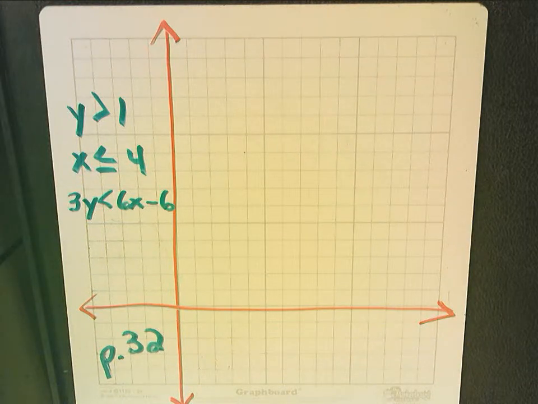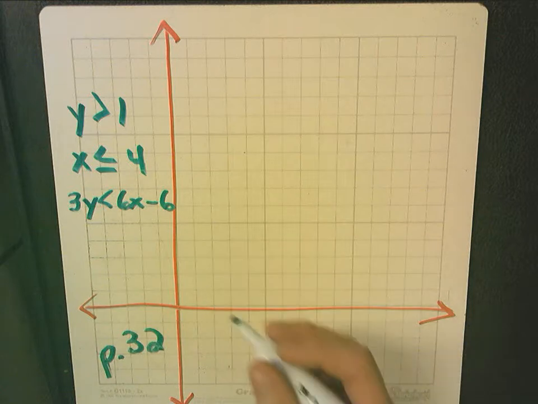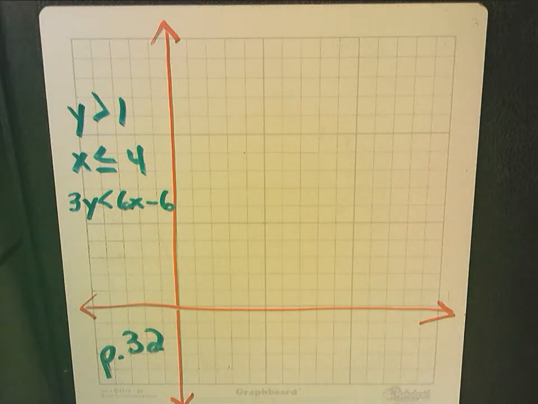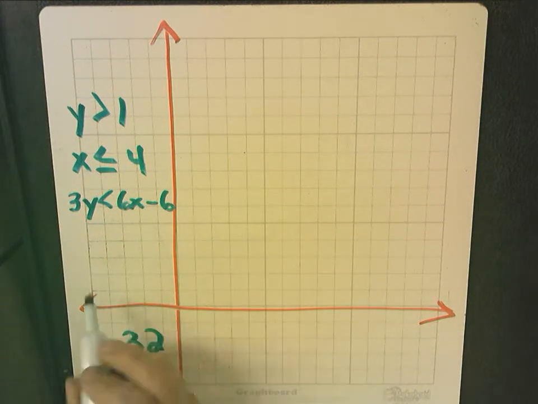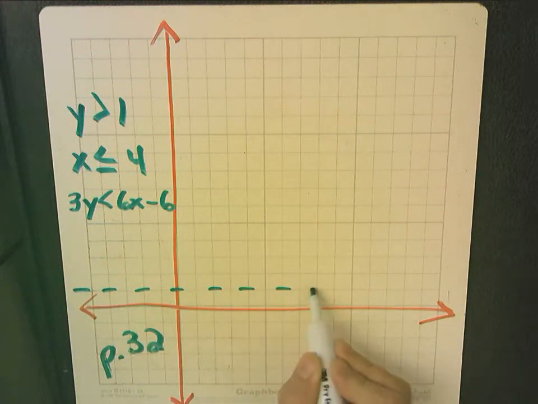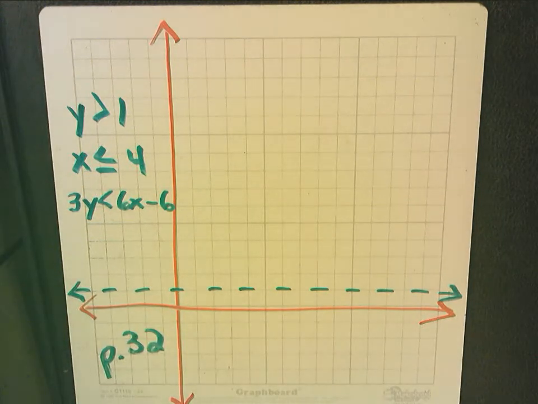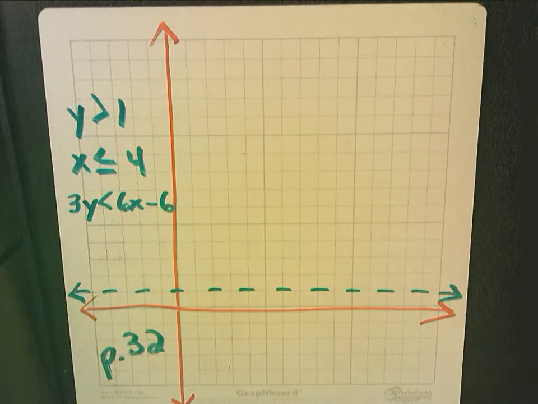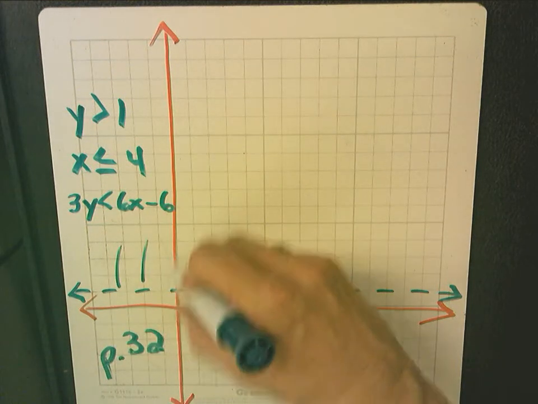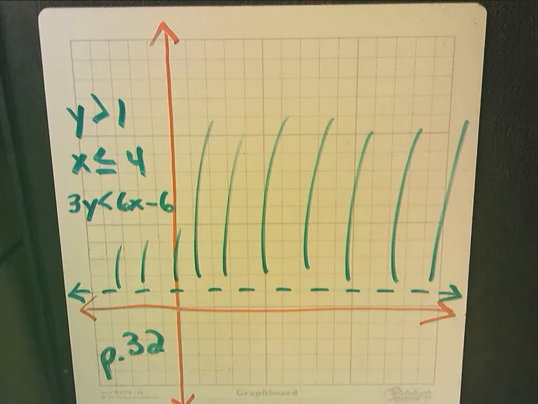The way we're going to do this is we're going to graph each one individually and see where they overlap. So to graph y is greater than 1, y is a horizontal line. It's greater than, equality is not a possibility, so it's going to be a dashed line where y equals 1, and it's going to be greater, so I shade above.